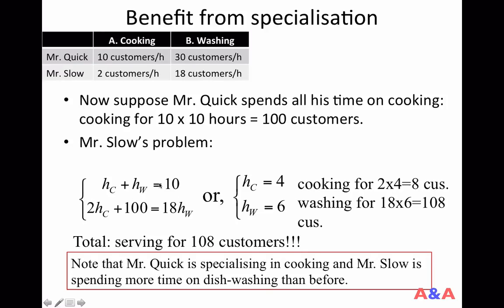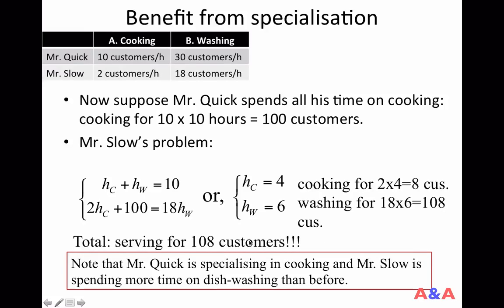If we solve this system of equations, HC equals 4 and HW equals 6. So Mr. Slow spends 4 hours on cooking. Cooking 2 times 4 equals 8 dishes. Because Mr. Quick also cooks 100 dishes, that's 108 dishes cooked in total. And Mr. Slow also spends 6 hours on dishwashing. And that way he washes 18 times 6 equals 108 dishes.